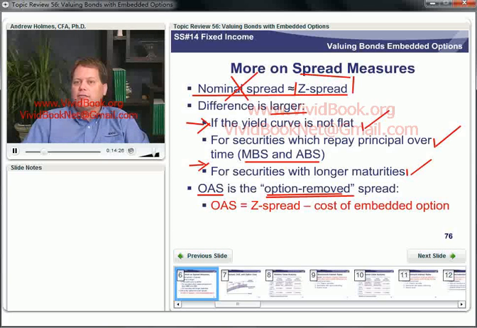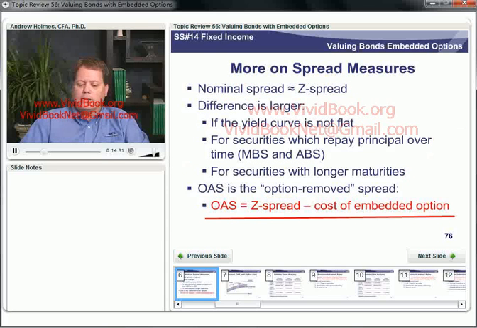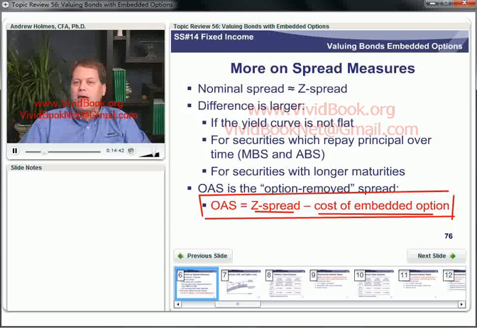So this is a formula, and I'm going to get rid of some of this other chicken scratch. This is not so much a formula as an identity that you need to know. The OAS is equal to the Z spread minus the cost of the embedded option. So what if we're talking about a bond that doesn't have any embedded options? Well, then there's no option cost, and the OAS and the Z spread are the same. Okay, but if there are embedded options, then there's going to be some compensation for bearing that option risk, and the OAS will be smaller than the Z spread.